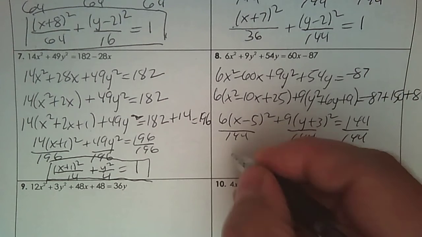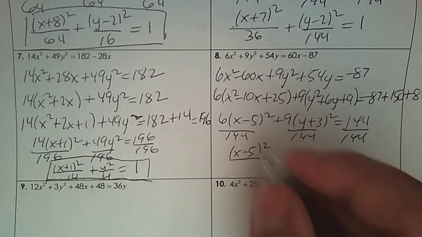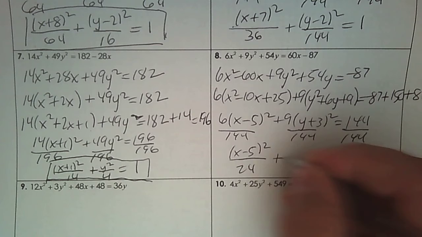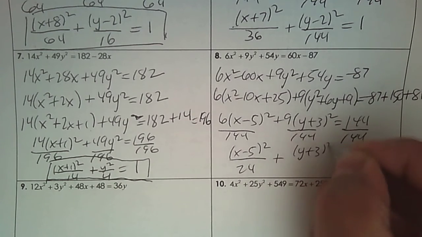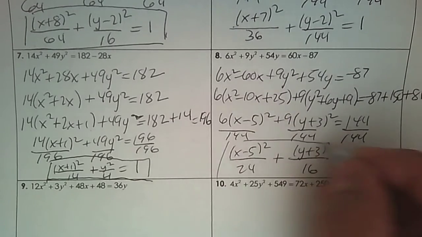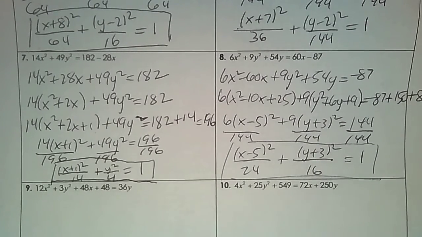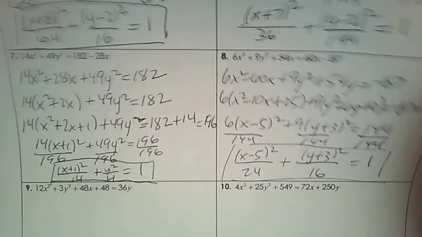Now 6 goes into it evenly, 24 times. 9 goes into it evenly 16 times. And of course, it's equal to 1. 2 more. We're now doing the last 2 questions, numbers 9 and 10. Here we go.